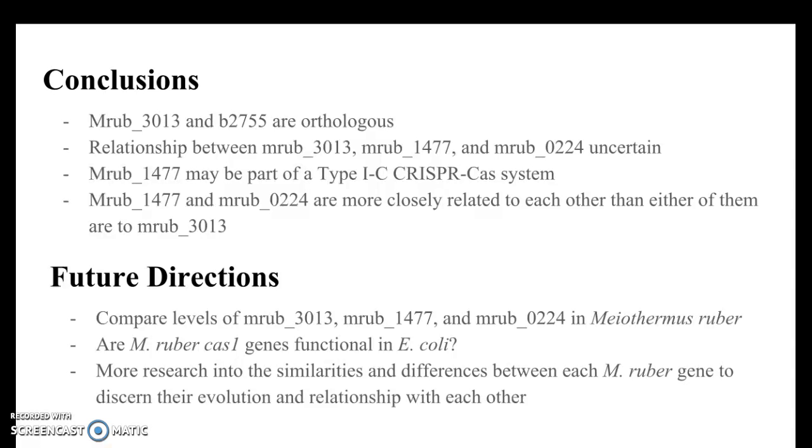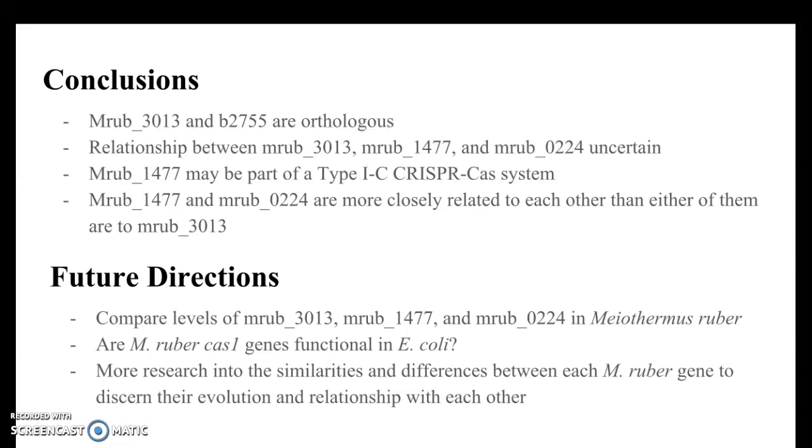To summarize, this research project confirmed the orthologous nature of mRub3013 and B2755. They are both Cas1 proteins in the type 1E CRISPR-Cas systems. Though it is clear that each mRuber gene codes for a Cas1 protein, the relationship between the three genes is still unclear. The data suggests that mRub1477 may be part of a type 1C CRISPR-Cas system, and it is unclear whether mRub0224 is in an operon at all.